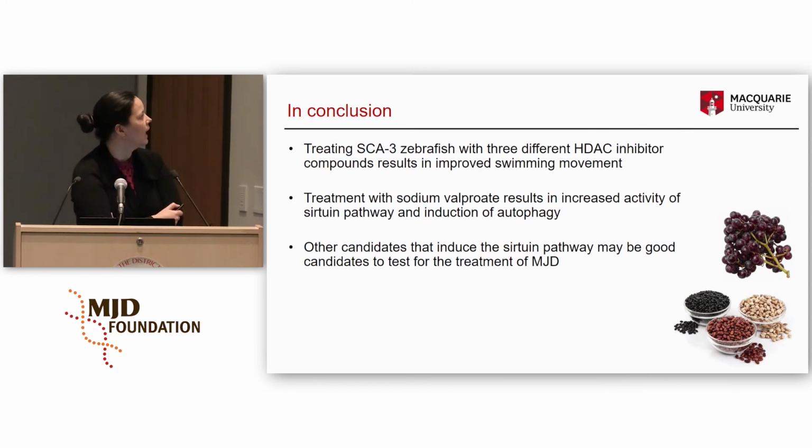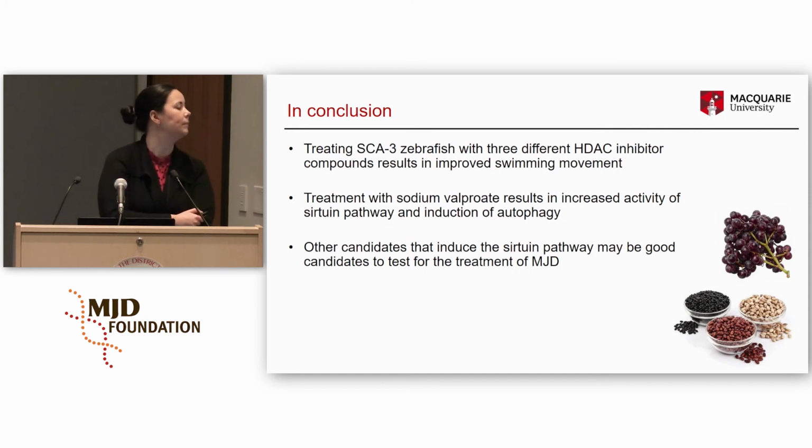So to conclude, we have found that there are 3 different HDAC inhibitors that improve the swimming phenotype, which are the 2 I spoke about, and also sodium butyrate, which Katie spoke of earlier. We've seen that sodium valproate increases activity of the sirtuin pathway. It also induces autophagy, and we're currently exploring if these two things are dependent on each other. And we're now embarking on testing for other drugs or compounds that might also induce activity of this pathway and have protective effects for the treatment of MJD.